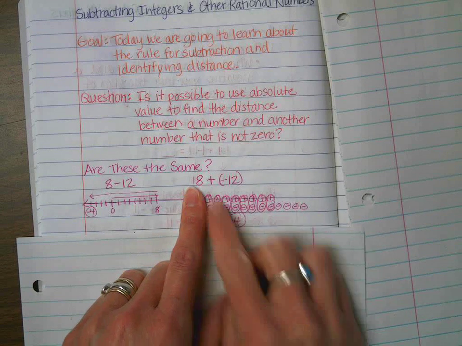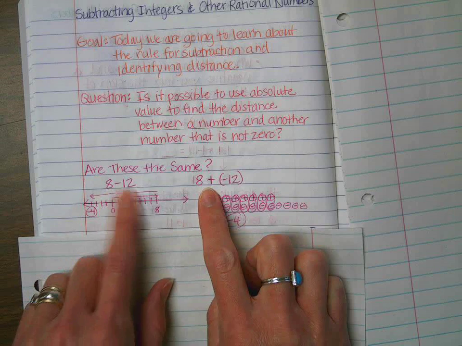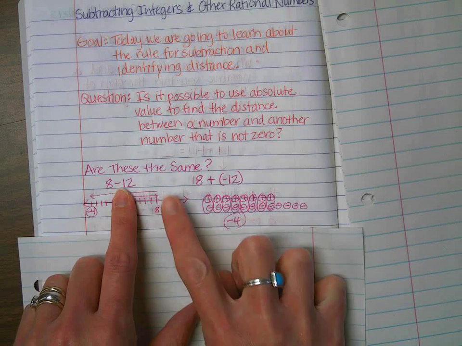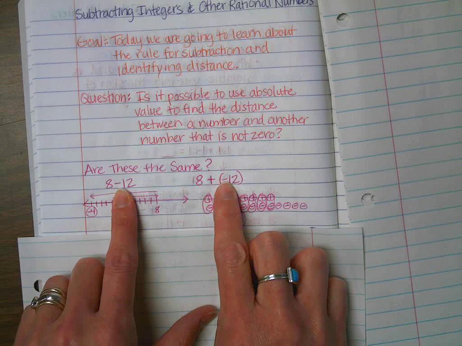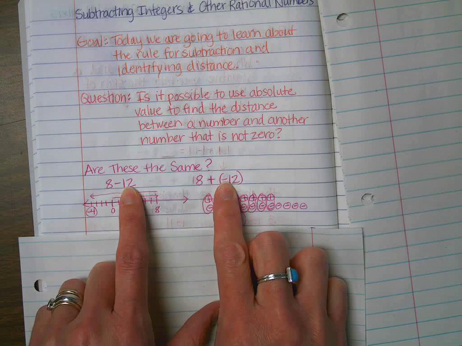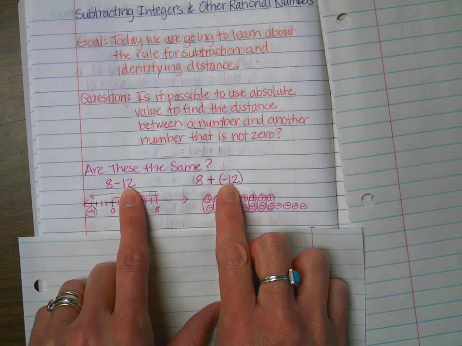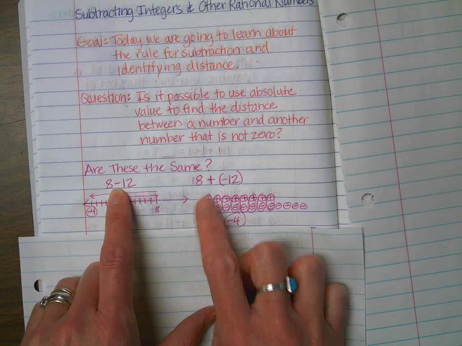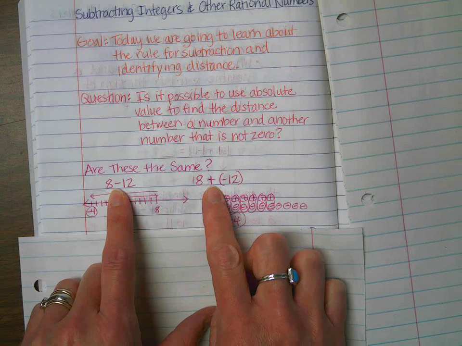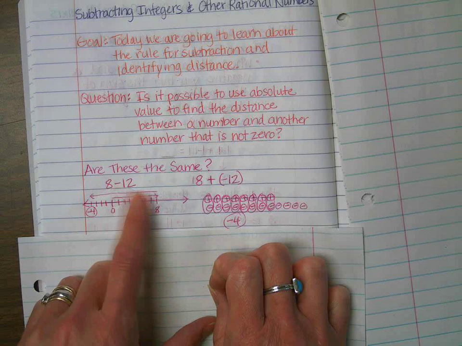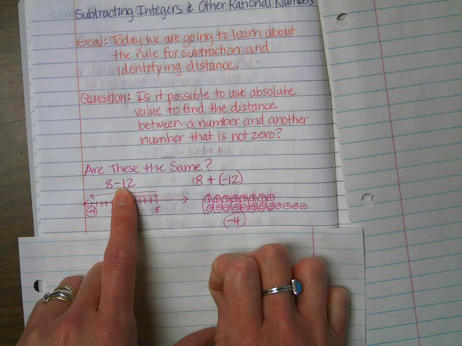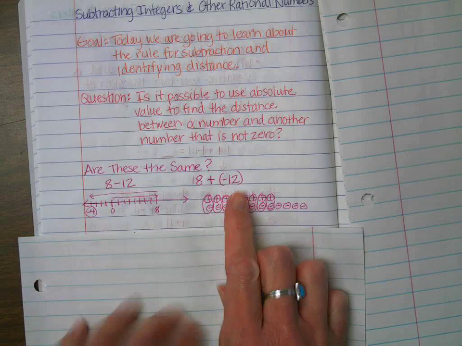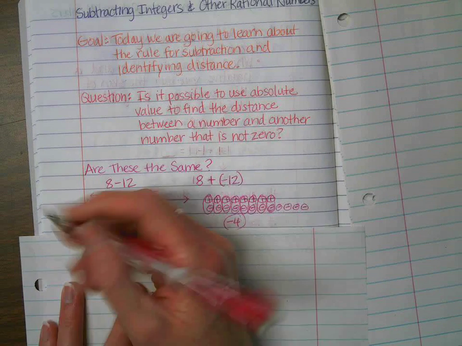So I'm wondering, could we say that subtracting is exactly the same as adding the opposite? Because this was a positive 12, it's now a -12. And we're no longer subtracting, we're now adding. So could we say that anytime you see a subtraction problem, all you have to do is add the opposite? Okay, wait, we have to try it.